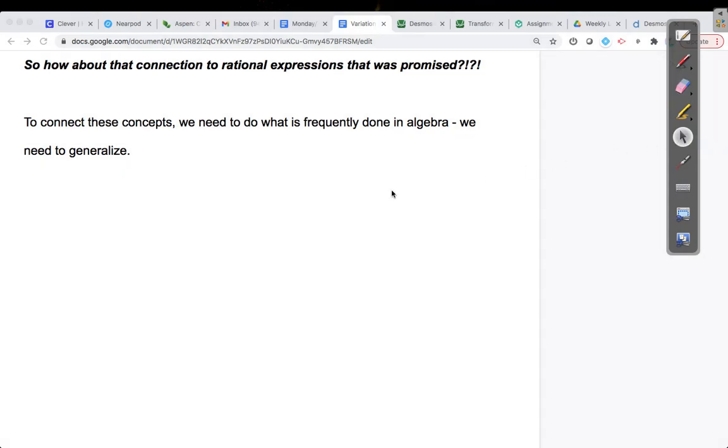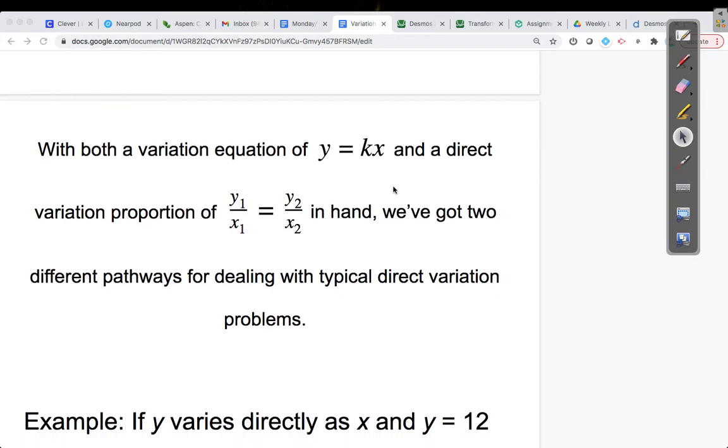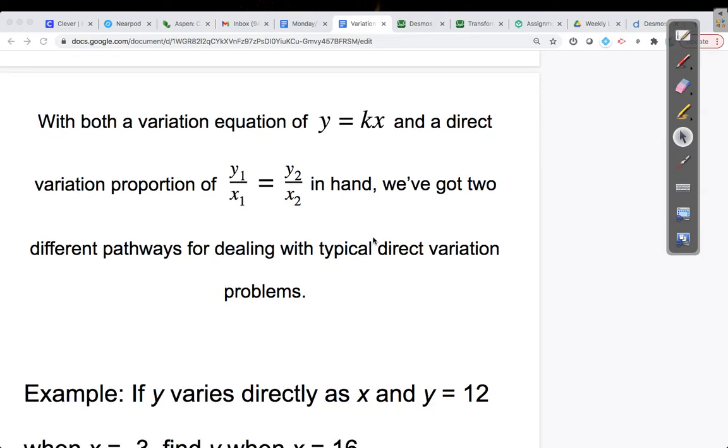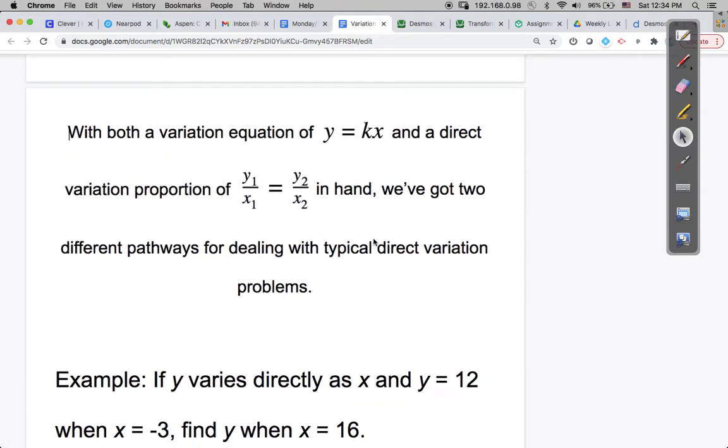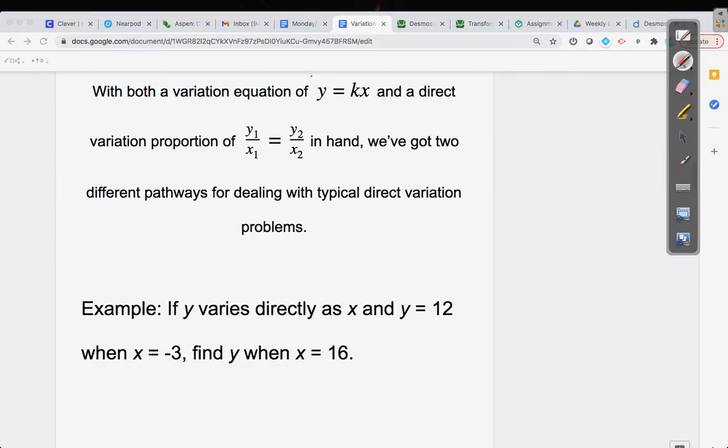And how do we use these ideas to actually problem solve? So with both, you've got two tools now if you think about it, with both a variation equation of y equals kx and a direct variation proportion of this in hand. We've got two different pathways for dealing with typical direct variation problems. I want you to really be aware of what I'm trying to communicate here, that for any given direct variation problem, you have a choice to make. The choice is, do you want to use this equation or do you want to use this proportion? And it's really dependent on the situation and what your preference is.